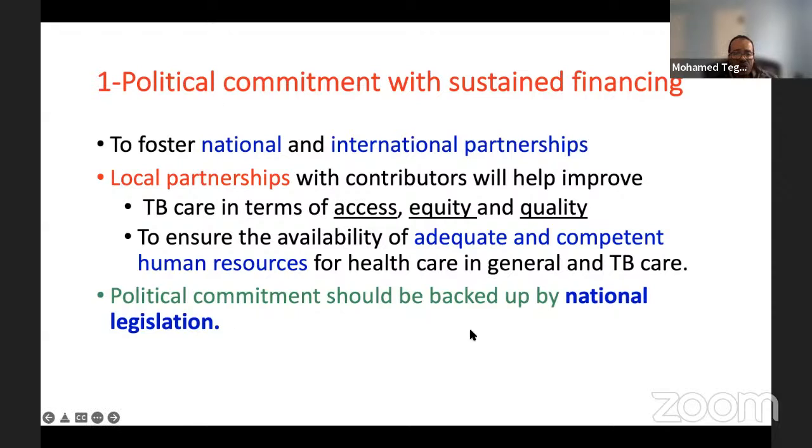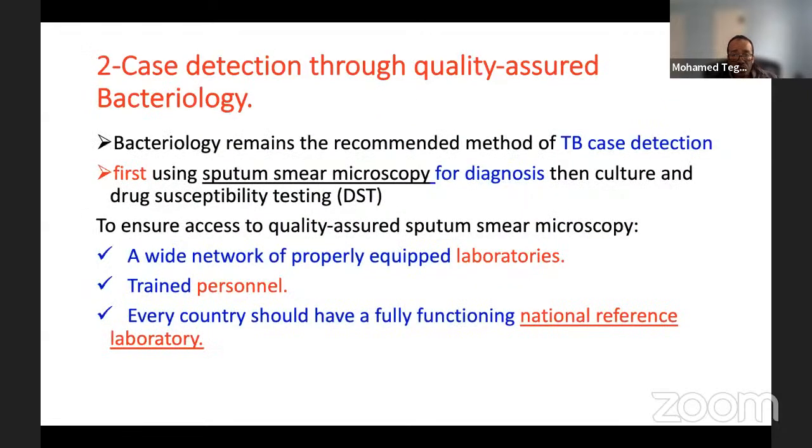Political commitment also should be backed by national legislation, and that's important to allow the program itself to reach the community. The second component will be the case detection through quality assured bacteriology, and using a certain criteria in this case, which is to identify positive cases by using a sputum smear, and then basically identifying the organism in the sputum smear.